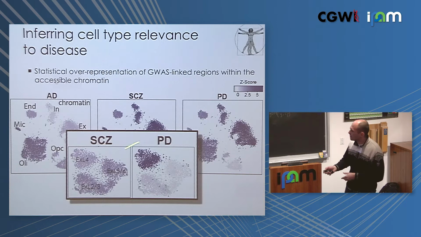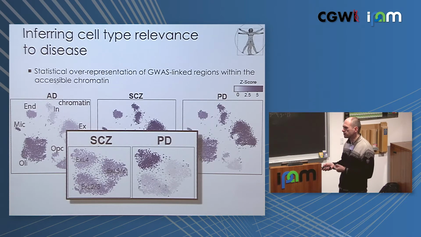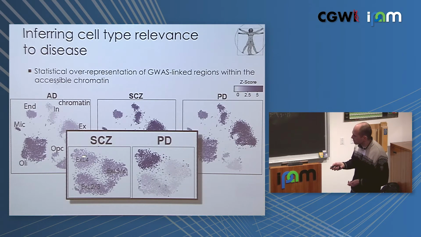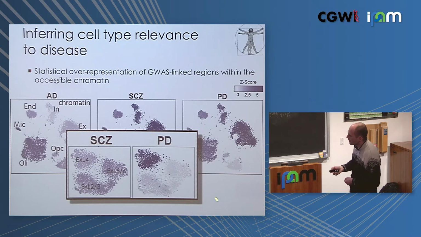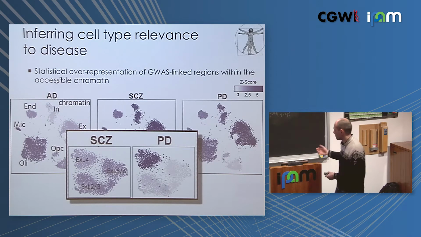So here, for instance, again, the bluer it is, the more significant it is, and this is schizophrenia, and we're just looking at a subset of these excitatory neurons. And it's pretty evenly distributed, even though there's an enrichment for excitatory neurons in general, but it's evenly distributed across subsets of excitatory neurons. Whereas with Parkinson's disease, it's quite localized to this particular subtype of excitatory neurons, right? So it's saying that whatever the mechanism is, somehow it appears to have more relevance here in terms of activity of the cell.